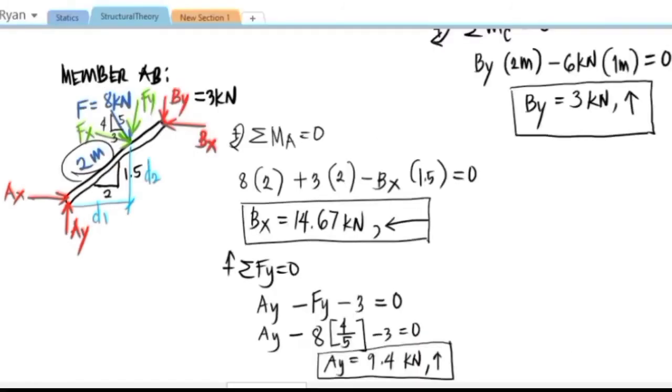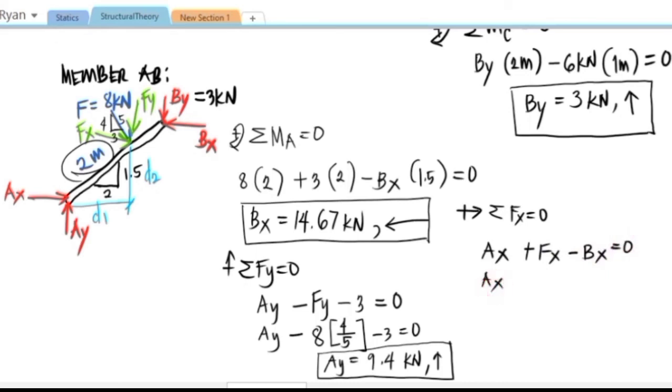So in order for us to solve for the value of AX, we have to summate force as horizontal is equal to 0, taking the direction to the right as positive. So we assume that AX is directed to the right, so that is positive. Then the X component of 8 kilonewton, that is also positive, minus BX, since we assume that BX is directed to the left. This is equal to 0.